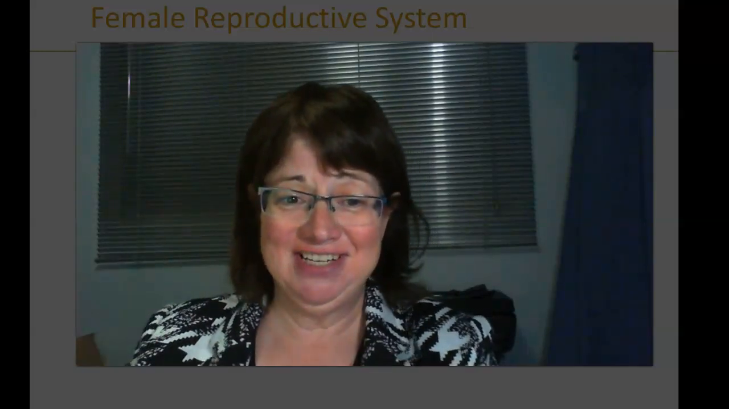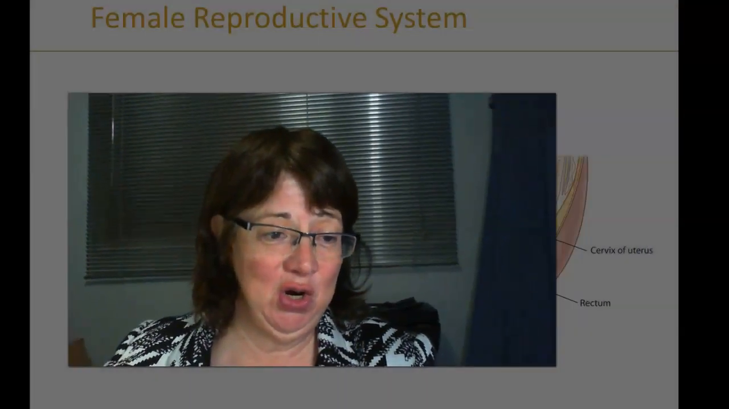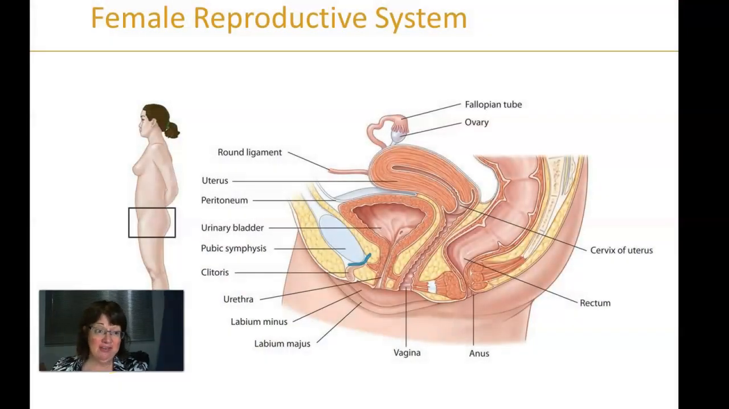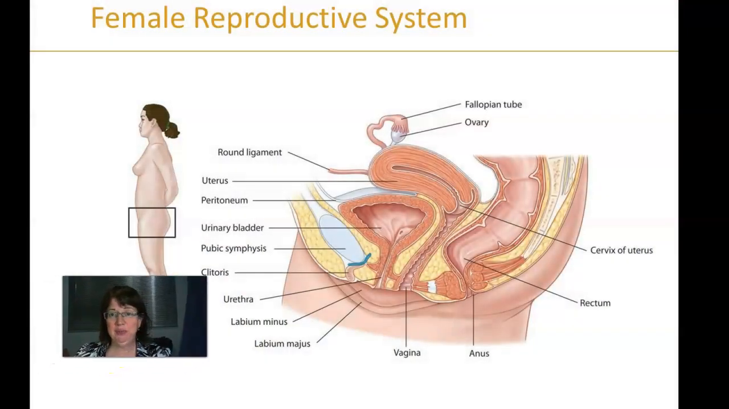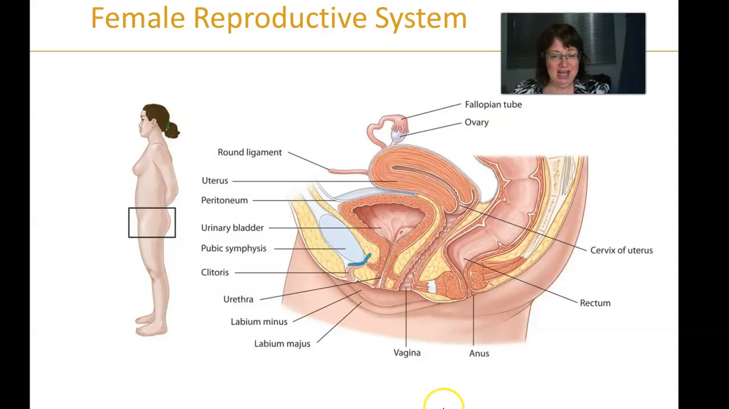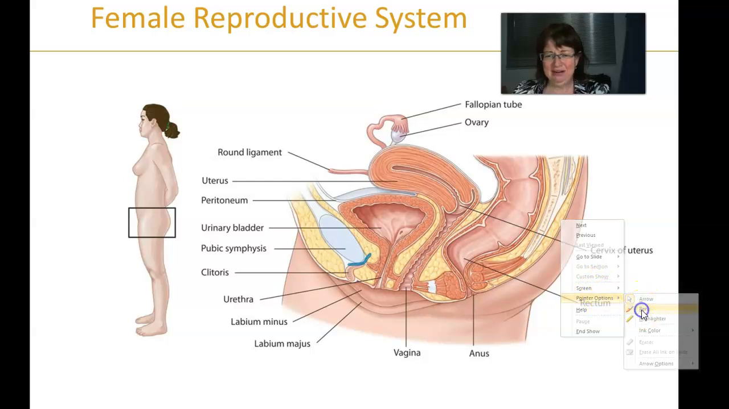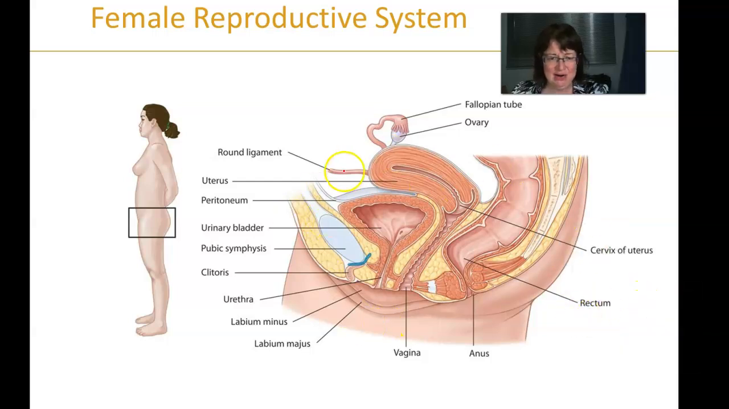Female reproductive system, here we go. First off, name the parts. What do they do? When we look at it, first off, I want you to be aware that the female part is not really complicated, but in a diagram like this, there are three things shown.